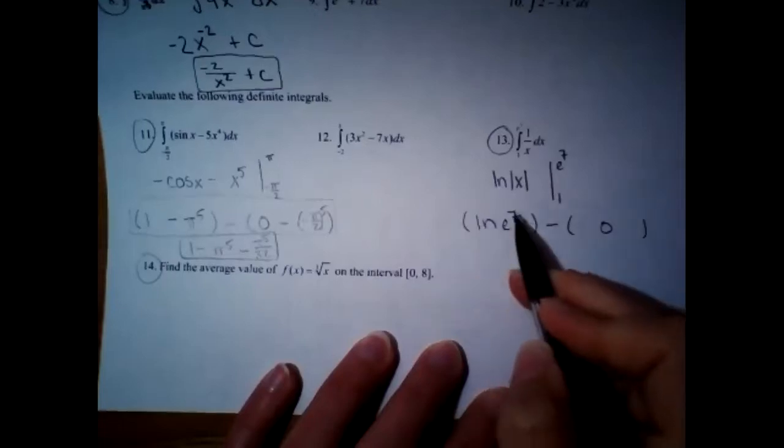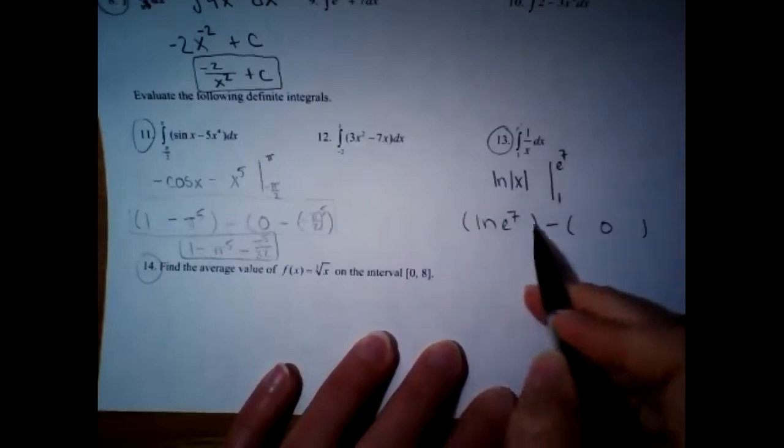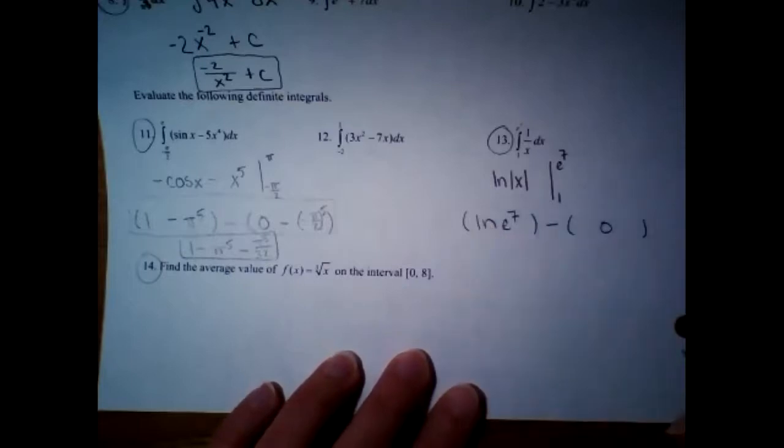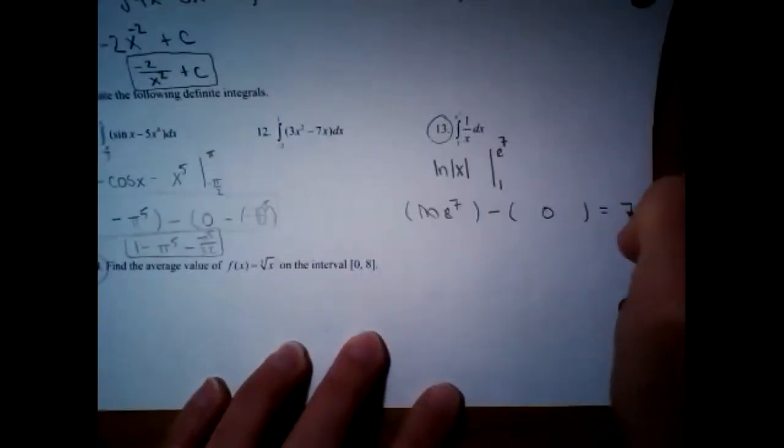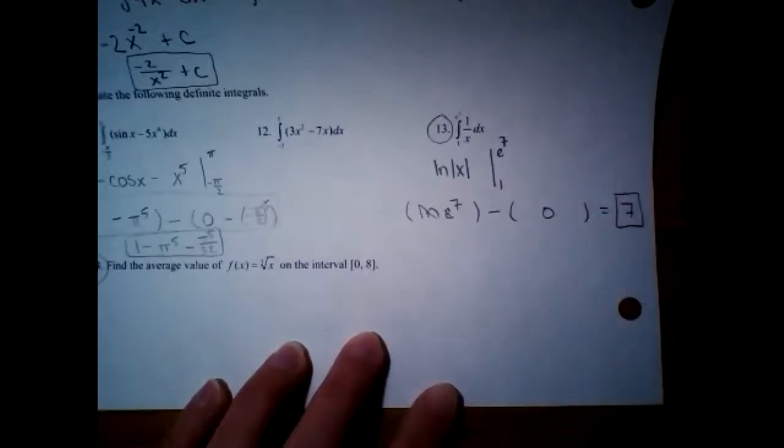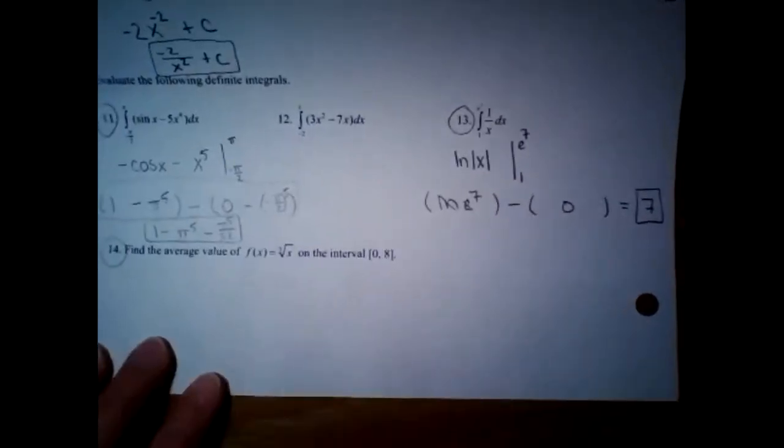And hey, guys, what's going to happen here? What is this going to reduce down to? ln e to the 7th. What's that going to be? Good, 7. The ln and the e cancel. Perfect. So that is just going to be 7. Nice job. All right, almost done.